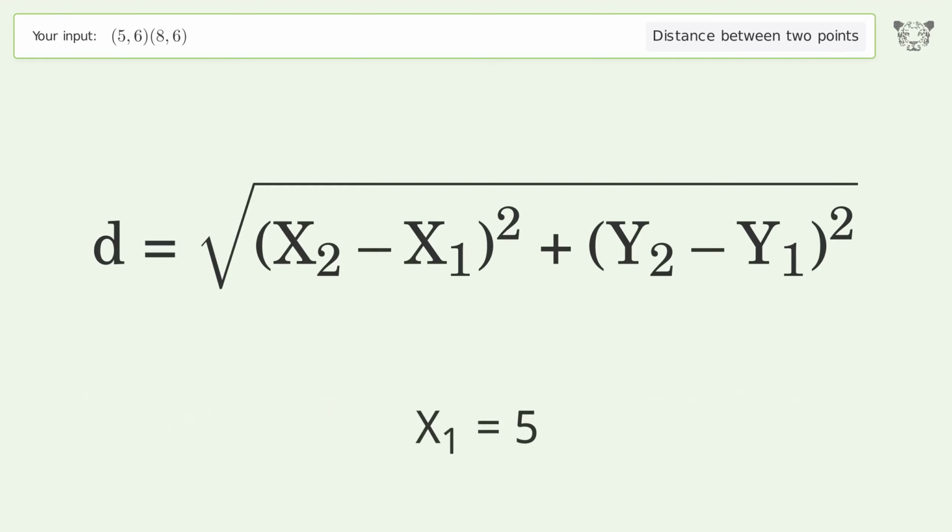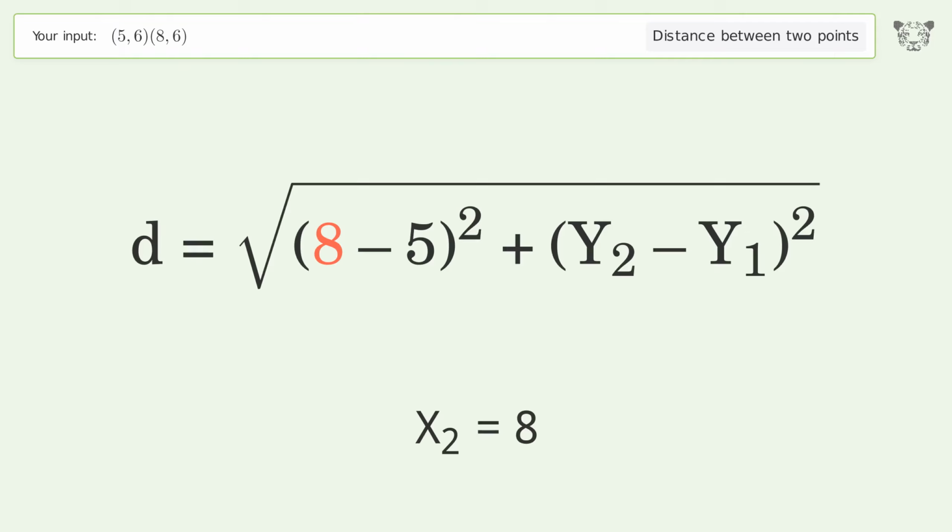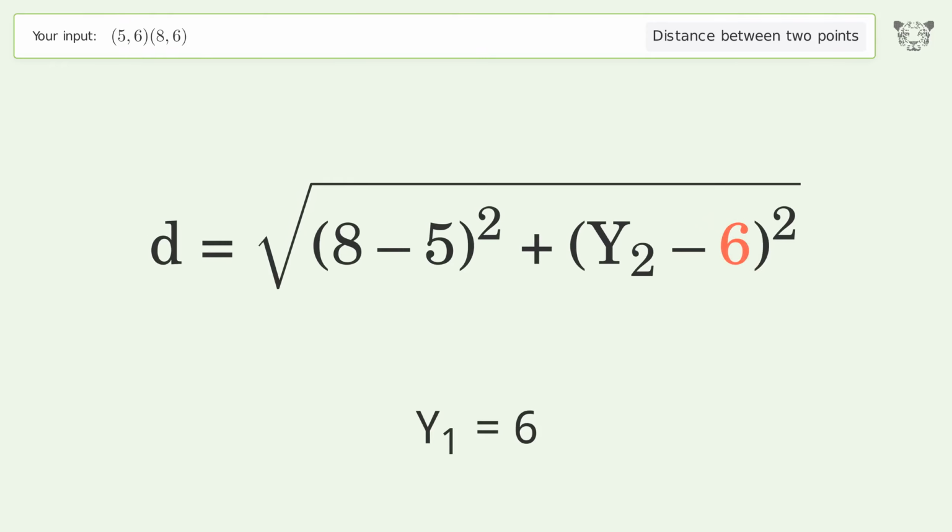x1 equals 5. x2 equals 8. y1 equals 6. y2 equals 6.